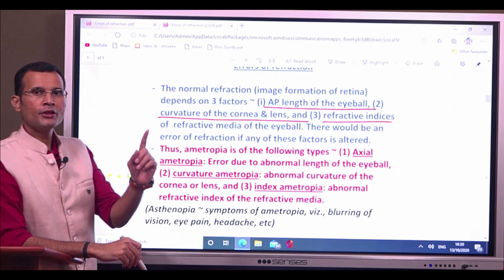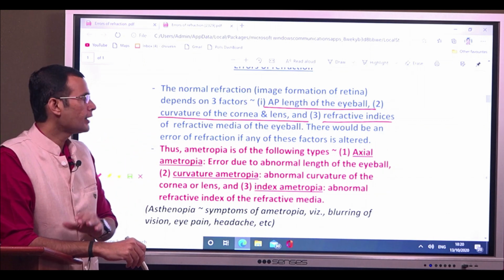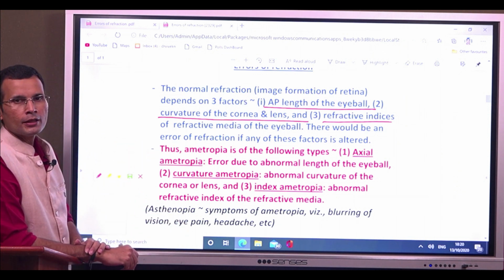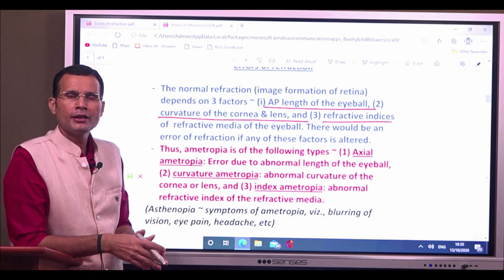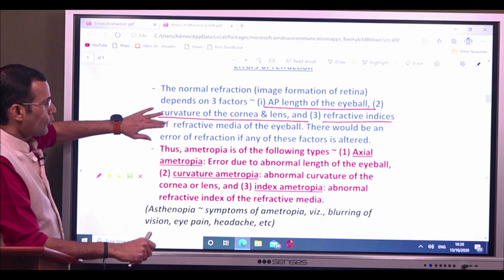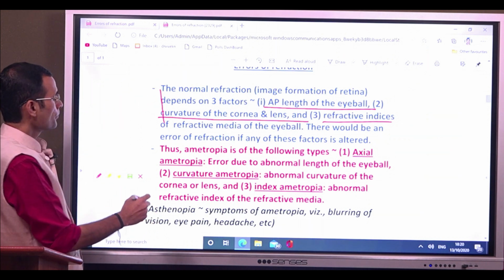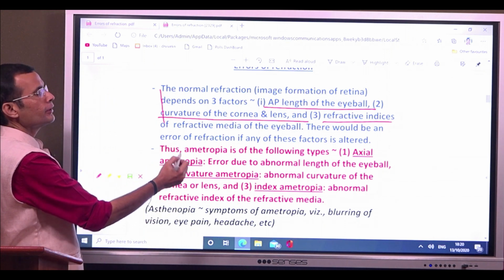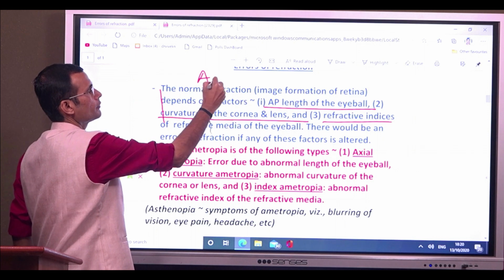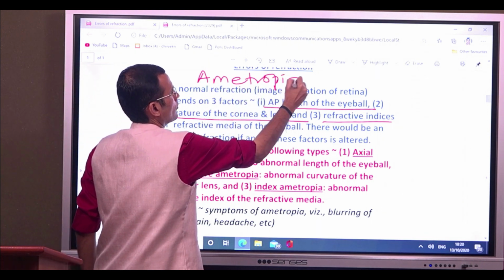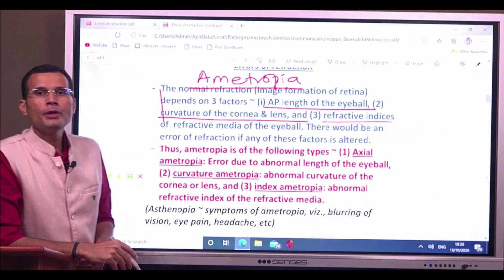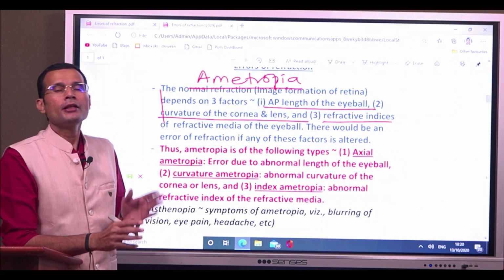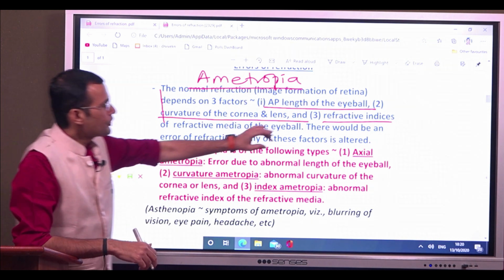The anterior-posterior length of the eyeball, the curvature of the cornea and the lens, and the refractive indices of the refractive media of the eyeball. Any of these gets altered and there would be error of refraction. And therefore, the errors of refraction would also be of three types. I have already mentioned that the error of refraction is called as ametropia, and the ametropia will be of one of these three types. First, the axial ametropia.